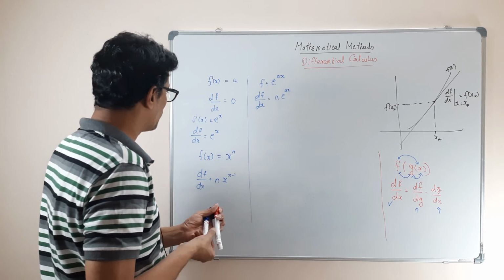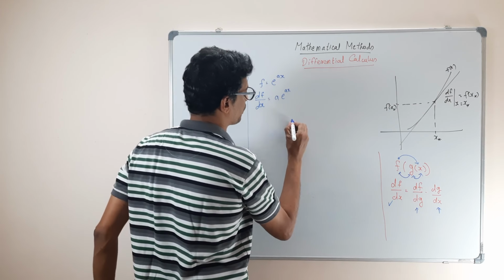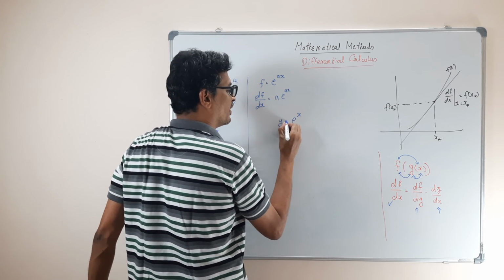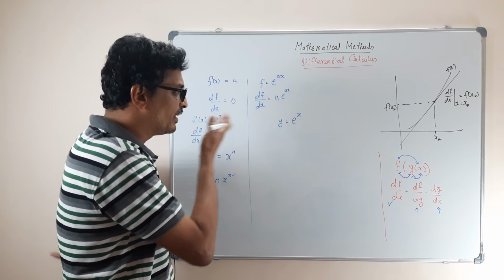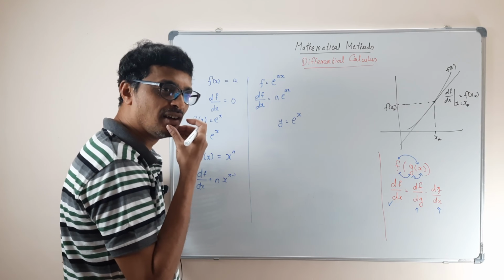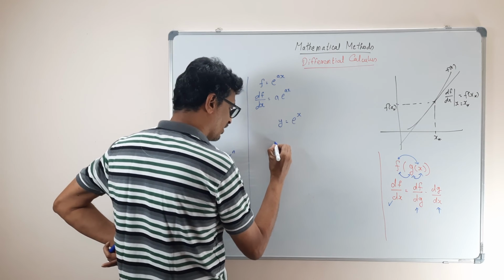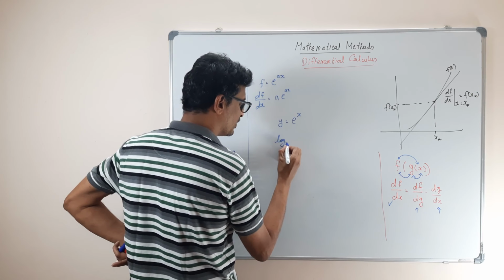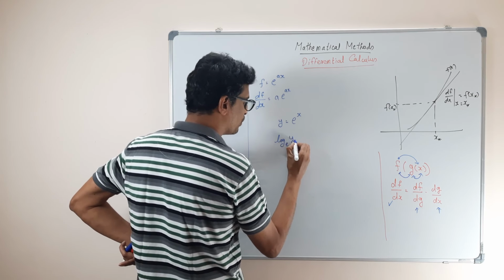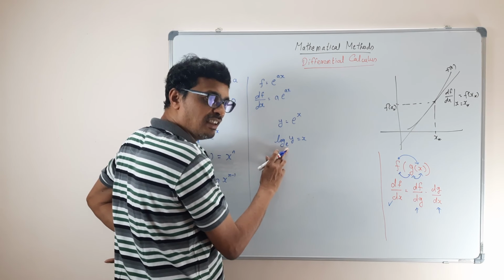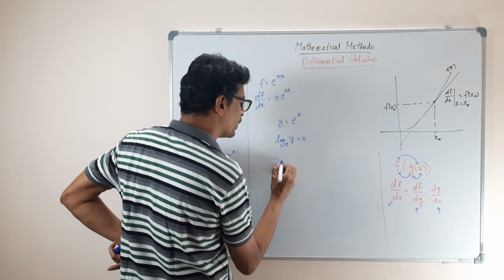So what I am saying is, suppose for example we have e power x. You wrote e power x, right? Let me call it some y. Can you write it in log? Log of y to base e should be equal to x. When it is log of base e, the usual notation is they simply write ln.